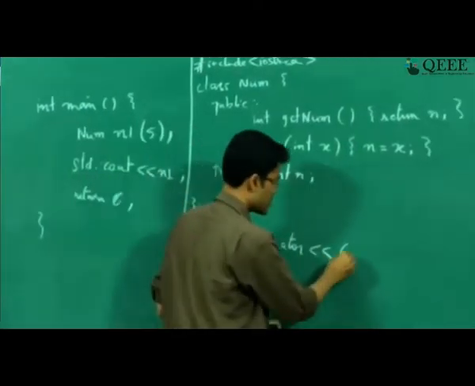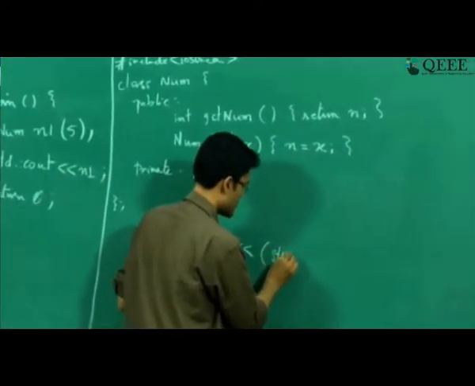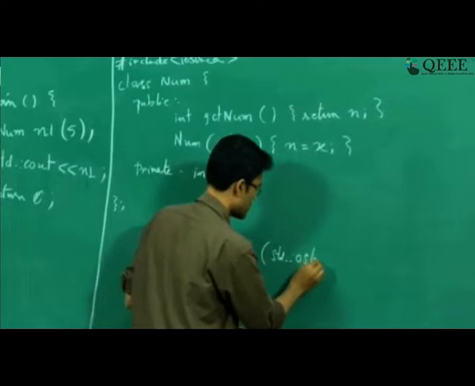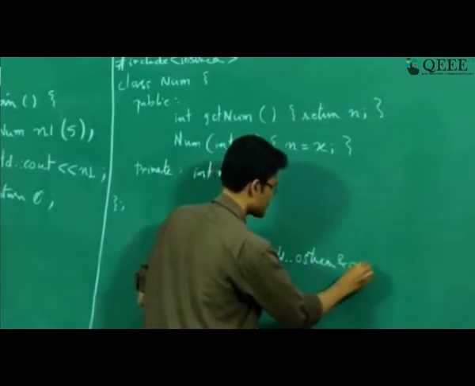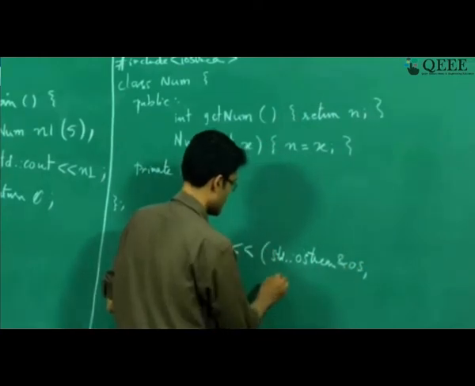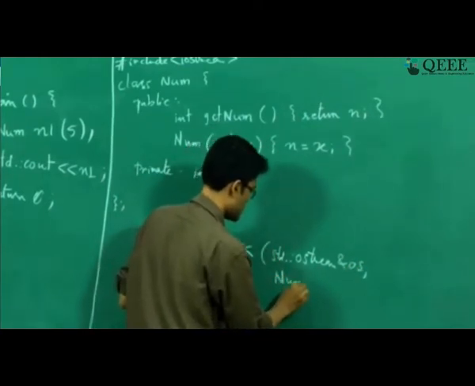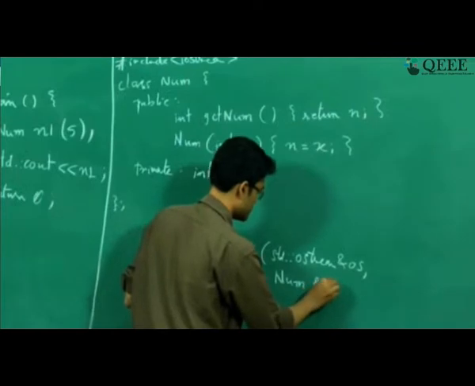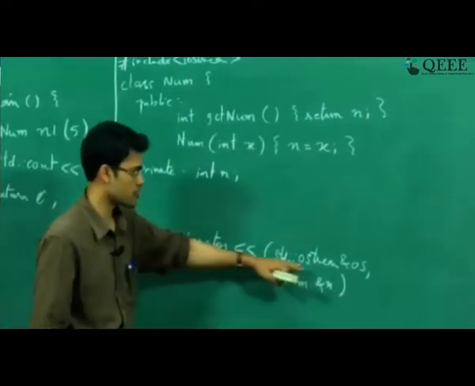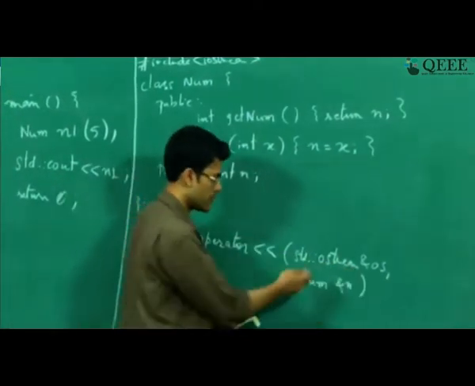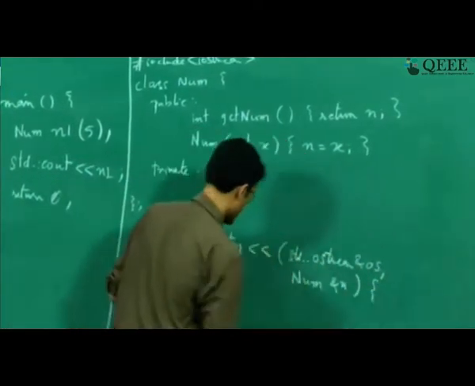So there is an ostream, std::ostream, maybe a reference to that, and so this is an operator which takes 2 parameters. It's a binary operator, so therefore it requires 2 parameters.